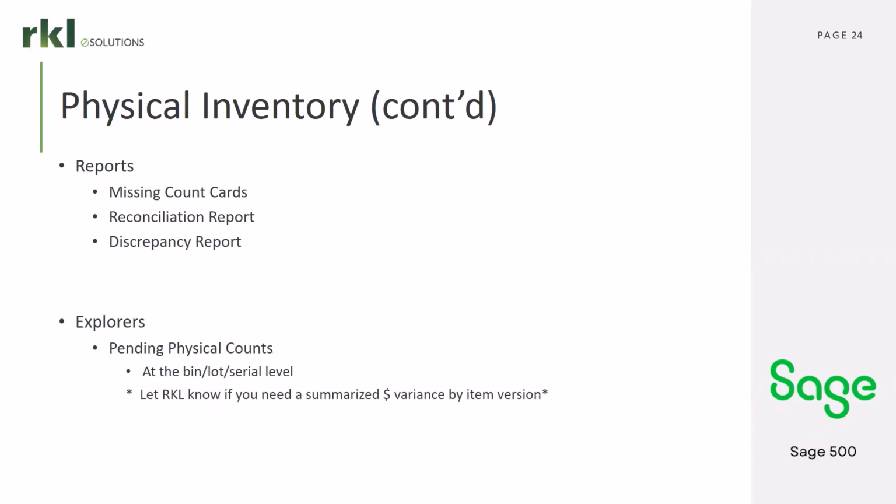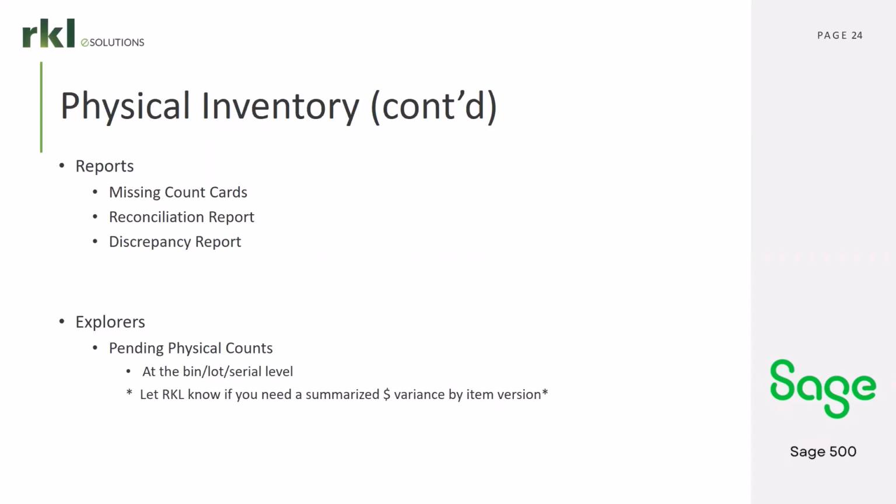So there are 3 standard reports for the physical inventory. Missing count cards. This is anything where there is not an entry made for the count card. And then the reconciliation report. This shows the activity that occurred after the freeze. So again, helps with timing. If you do your freeze at the very last minute, there'll be less transactions to reconcile. And then, of course, the discrepancy report. This shows the quantity difference from the quantity that was frozen to the quantity that was counted.